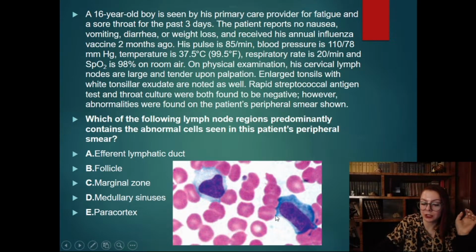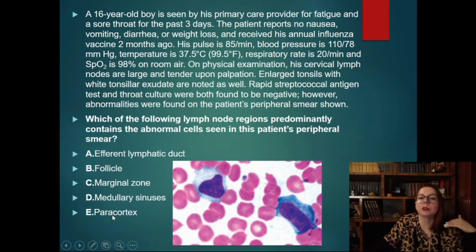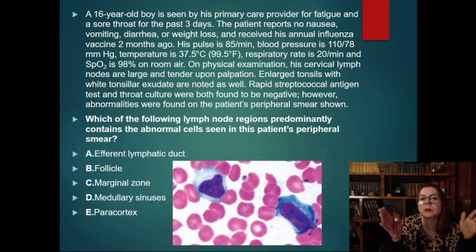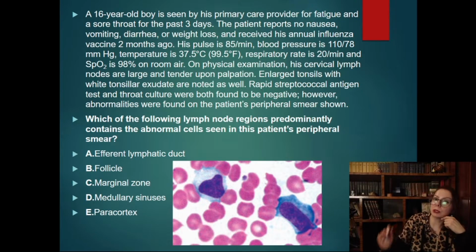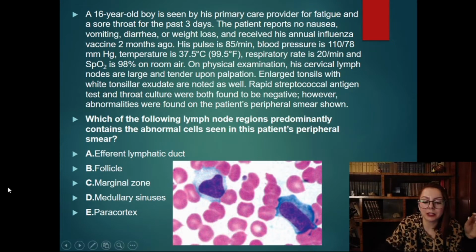So such cells are found in the blood smear, and the question is, which of the following lymph node regions predominantly contains the abnormal cells seen in this patient's peripheral smear? Here different zones of lymph nodes are given, and the question is in which zone those cells are usually concentrated. To answer this question, I need to say that this boy has Epstein-Barr virus infection. Epstein-Barr virus affects some immunocompetent cells, and as a result some other immunocompetent cells increase in number, and exactly those abnormal cells are found in the blood smear in this case.